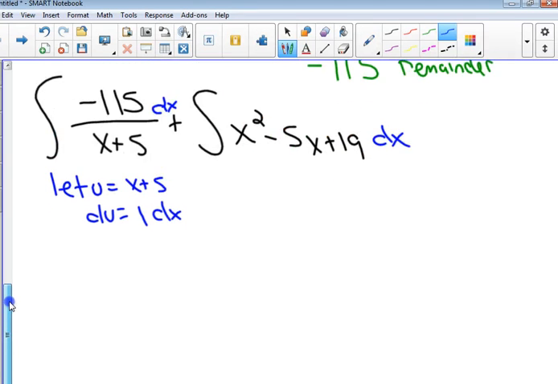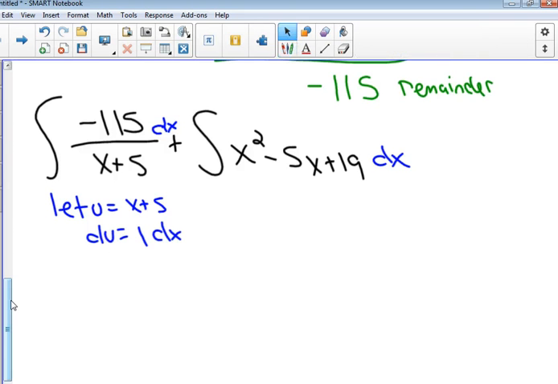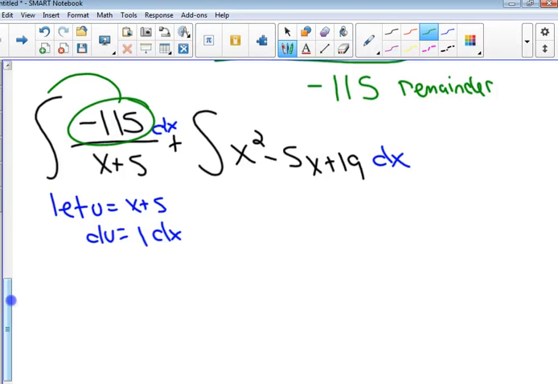When you did your u substitution, do you remember how you took out constants? Yeah, you put them in front. So negative 115 is a constant, so I'm going to take this out in front. So now up at the top we have just 1 up there now?